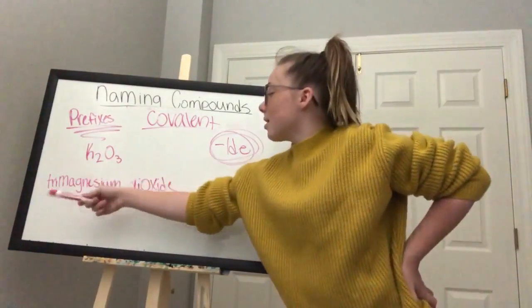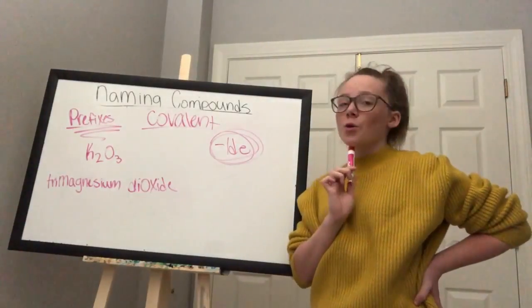K2O3 and trimagnesium dioxide. Those are our 2 formulas. Let's start with K2O3.